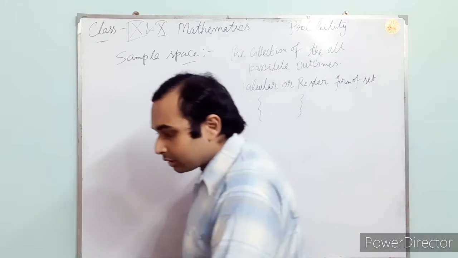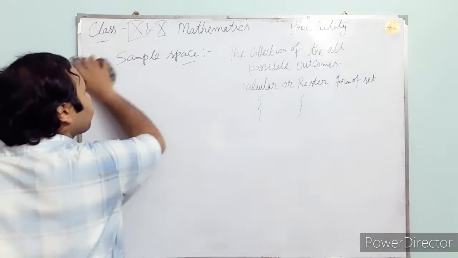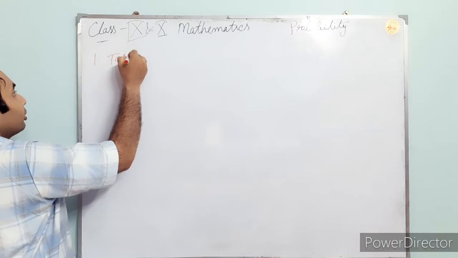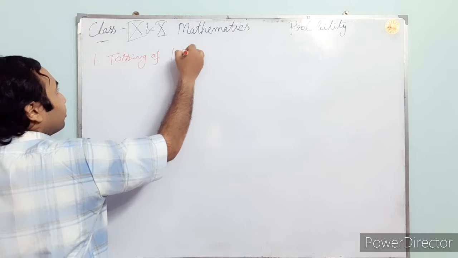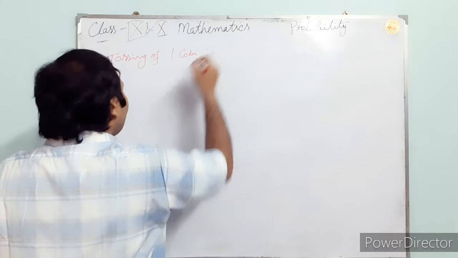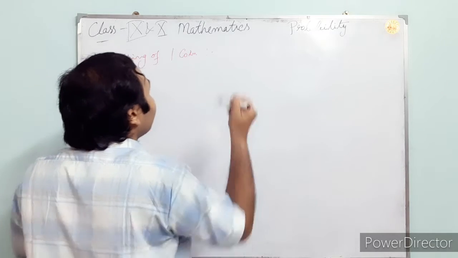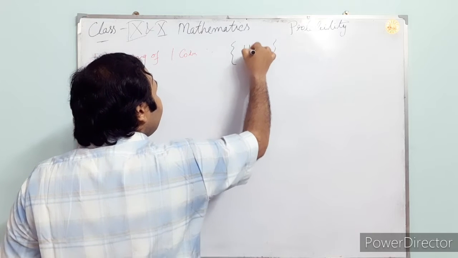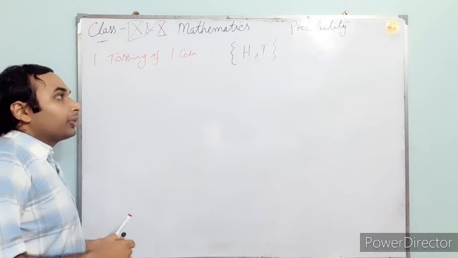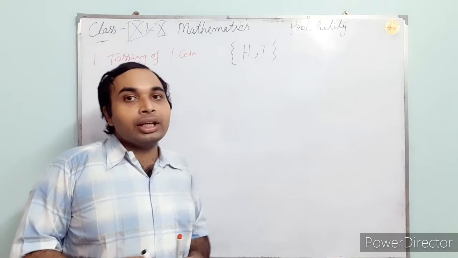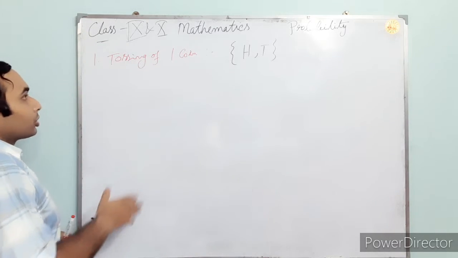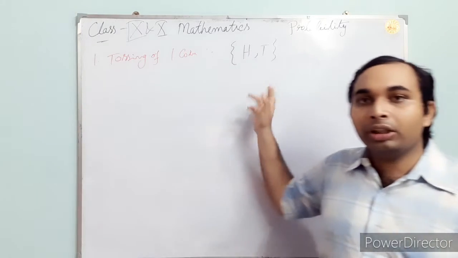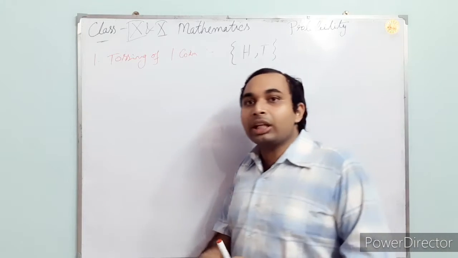So first one is the tossing of a coin. Number one, tossing of one coin. The sample space will be, as I have told, written between the second brackets, so only head and tail. H stands for head and T stands for tail. Those are the two possible outcomes. So this is the sample space. How many elements are there in this sample space? Only two elements.